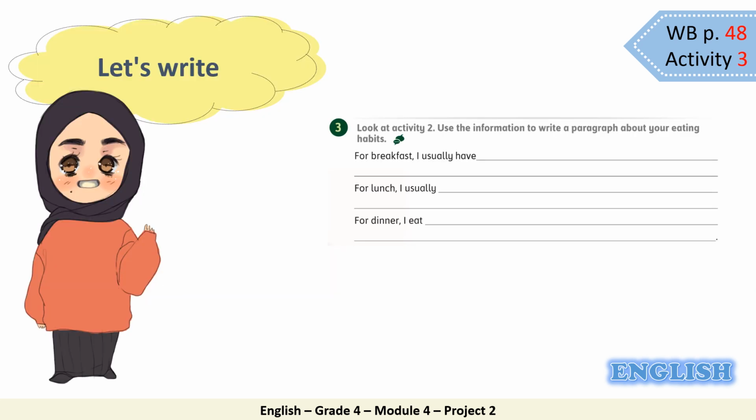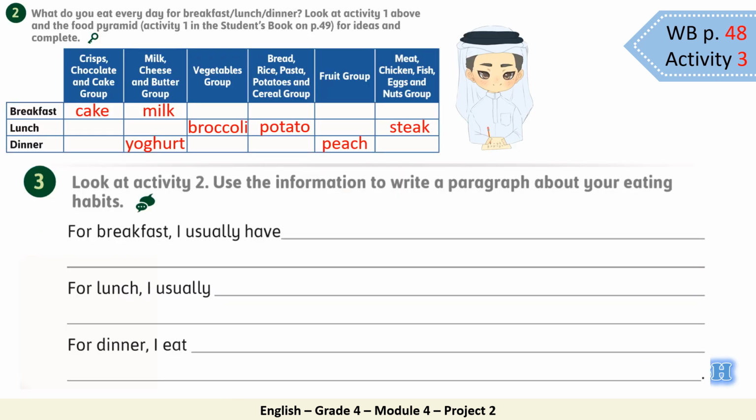Now refer to workbook page 48, activity 3. We are going to help Ahmed write about his eating habits. Activity 3. Look at activity 2. Use the information to write a paragraph about your eating habits. Now we are going to help Ahmed write a paragraph about his eating habits, and we are going to refer to the table on top.